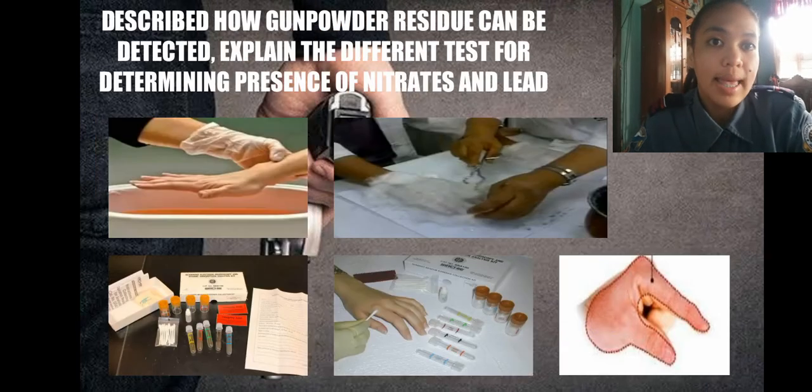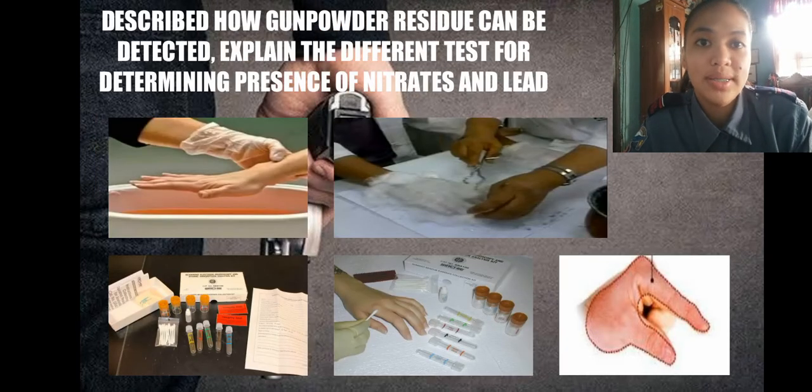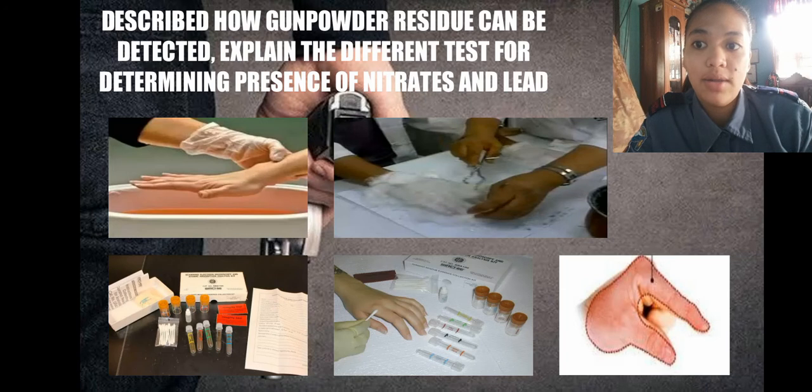Next is to describe how gunpowder residue can be detected and to explain the different tests for determining the presence of nitrates and lead. When a gun is fired, the gunshot residue contains burned particles and some unburned particles, which are potassium nitrates. For decades, criminal investigators have collected these particles by applying melted paraffin wax to the subject's hands. Upon removal of the wax, a reagent containing diphenylamine and sulfuric acid is used.